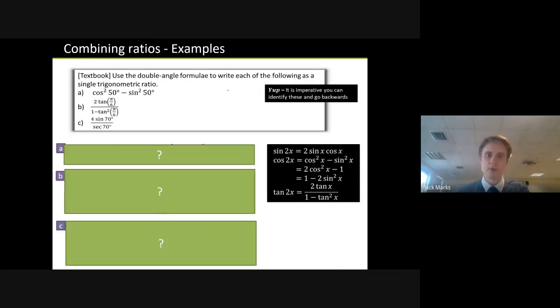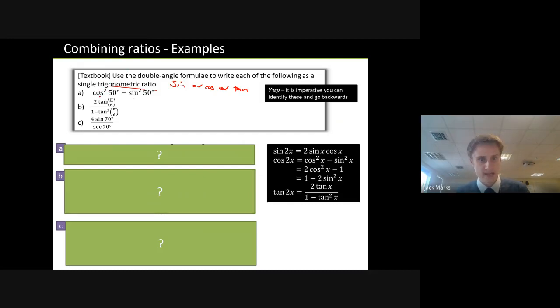So use the double angle formula to write each of these as a single trig ratio. So what we want to do is only see sine or cos or tan. We don't want cos and sine. That's what that instruction means.